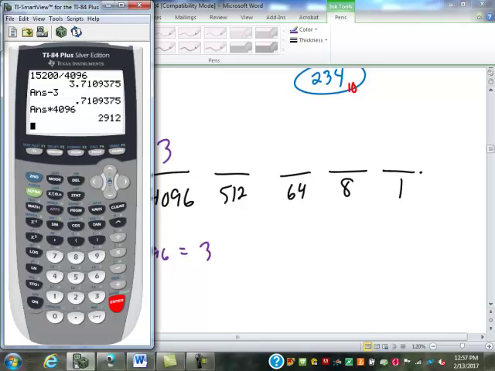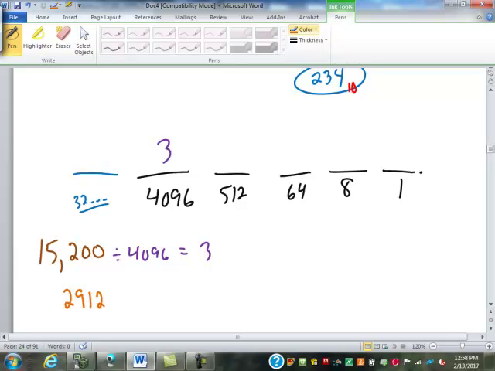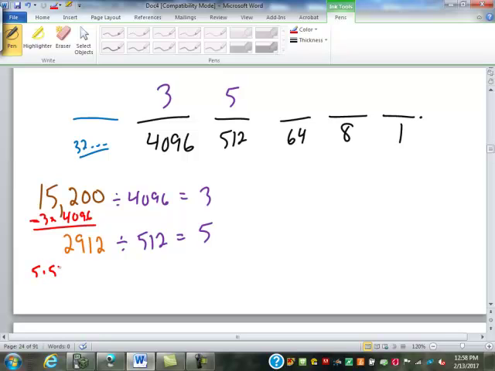Or you could have taken the 4,096 times 3 and subtracted it from the 15,200. Either way, we're left with 2912 at this point. 512 goes into that. You said 5 times? Perfect. So that's 5 there. So if I'm subtracting that out, 5 times 512 is 2560, right? So that leaves us with 352.